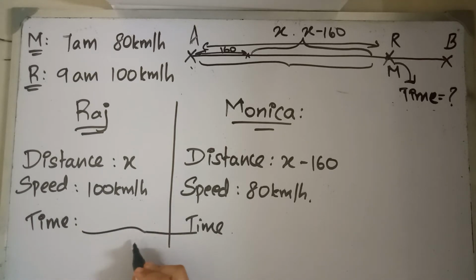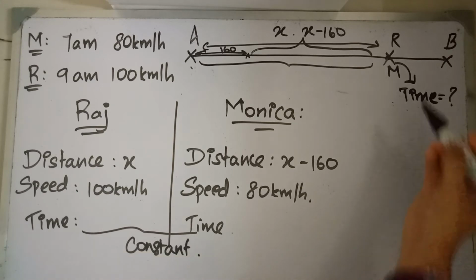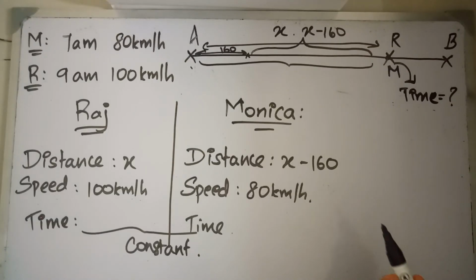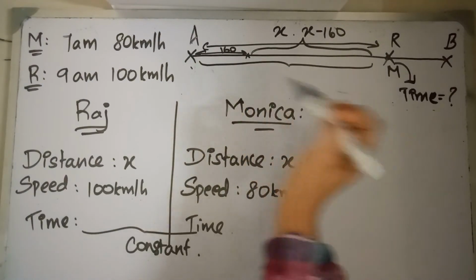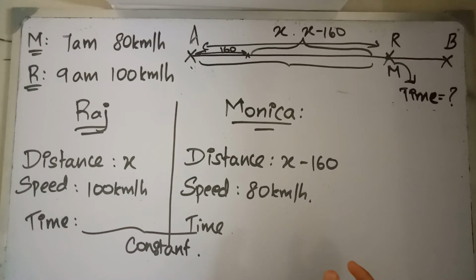Now this is the key point. Time for both of them will be constant. Why? Because they both meet at the point. From 9 o'clock to this point, the time that they both take to travel will be the same. That's the only way they can both meet.